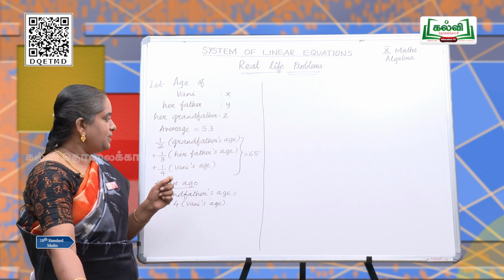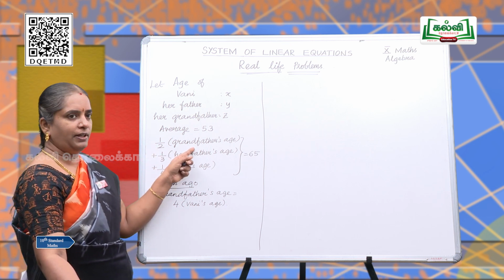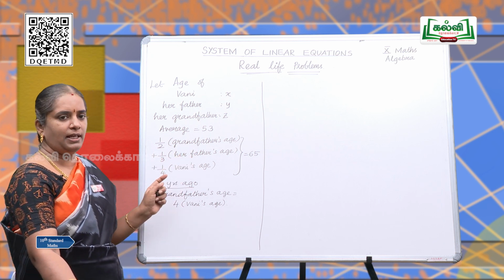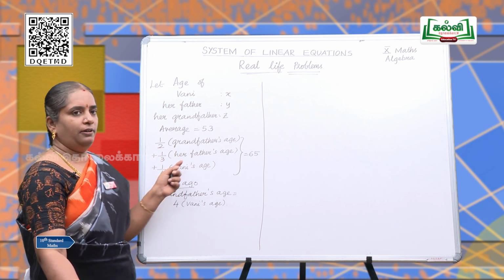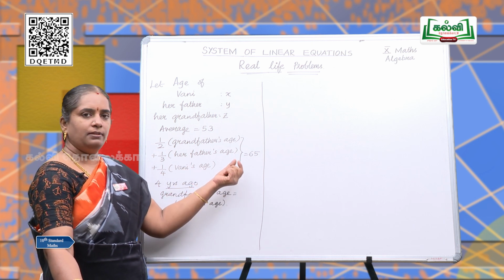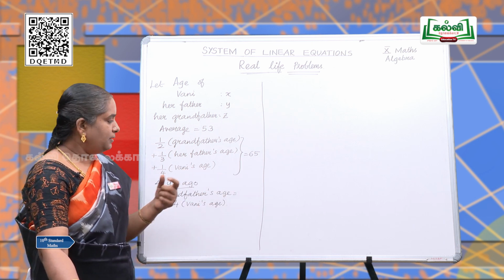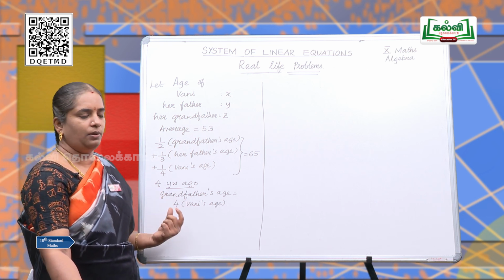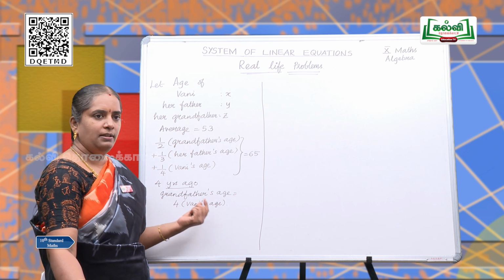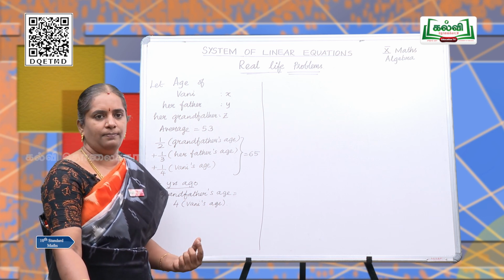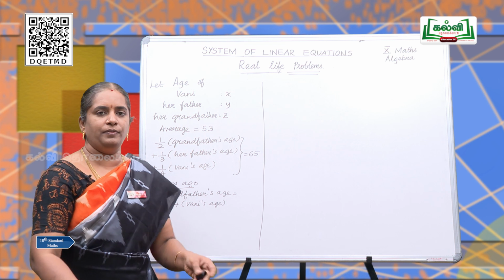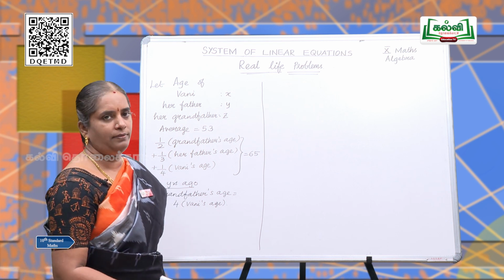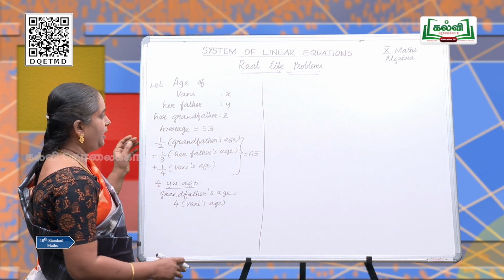And one more statement says that half of grandfather's age plus 1/3 of her father's age plus 1/4 of her age equals 65. And the last statement says that 4 years ago, grandfather's age is 4 times Vani's age. So, keeping all these in mind, we are going to derive the equations first and then we are going to solve them. So, first we are going to frame the equations.